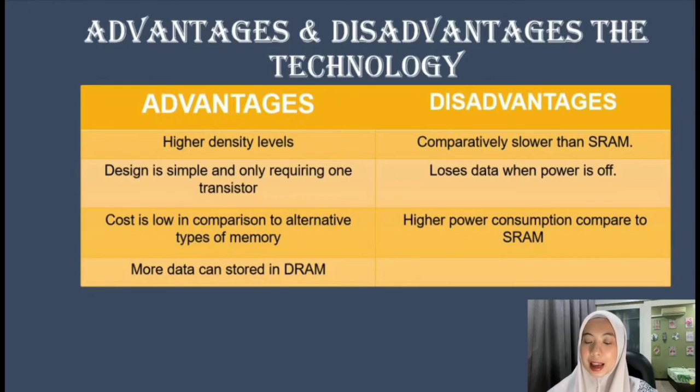Lastly, it has higher power consumption compared to SRAM. In SRAM, one block of memory requires 6 transistors, whereas DRAM needs only one transistor for one block of memory.